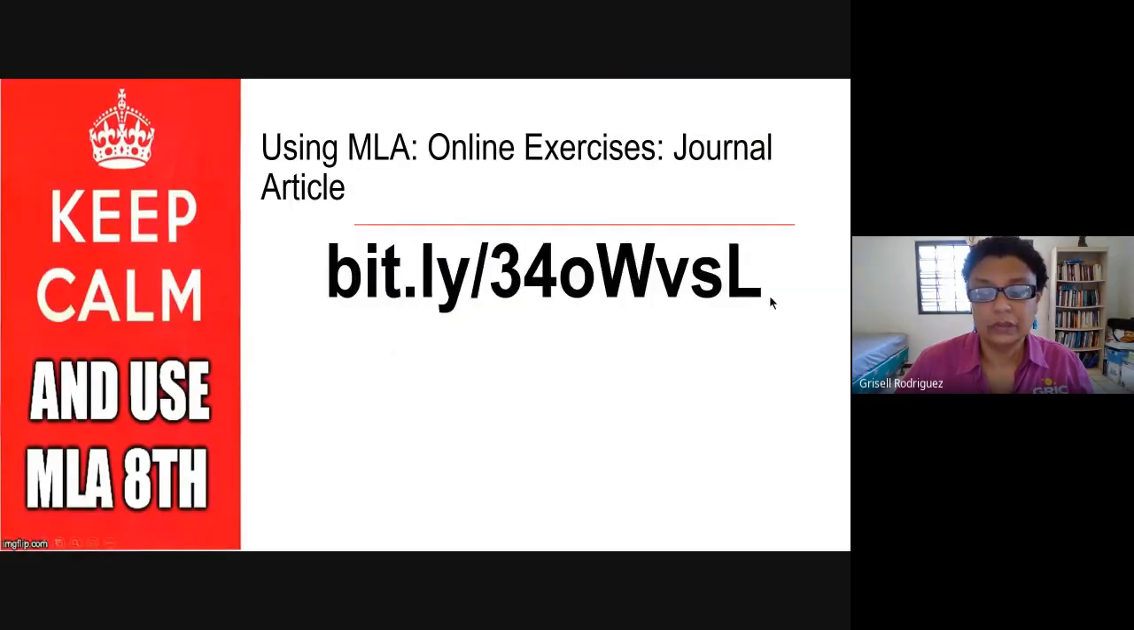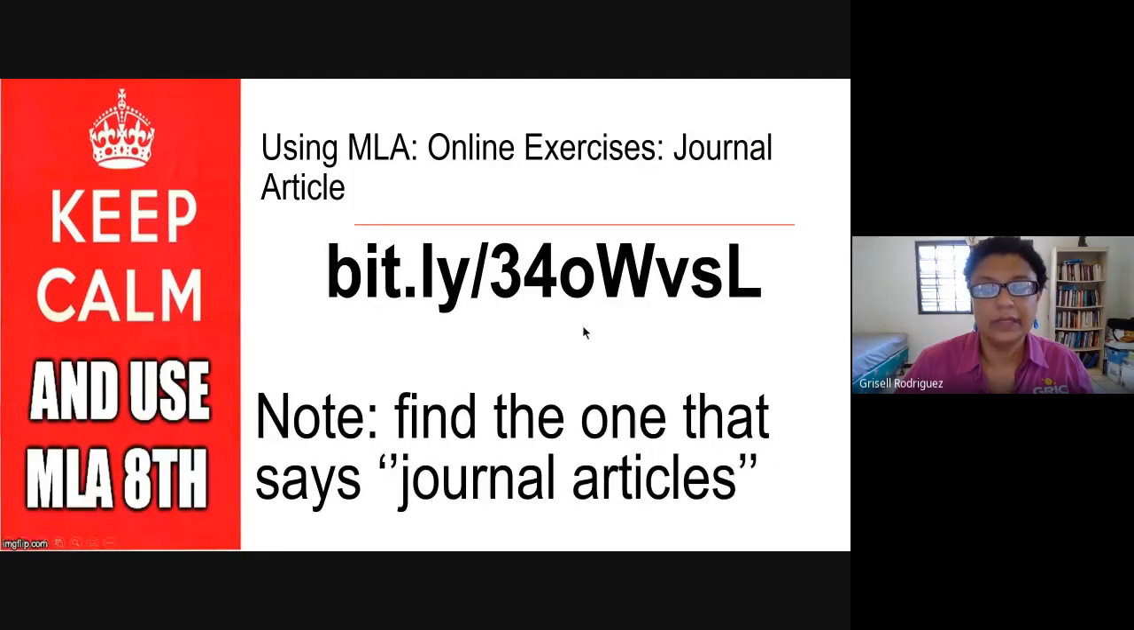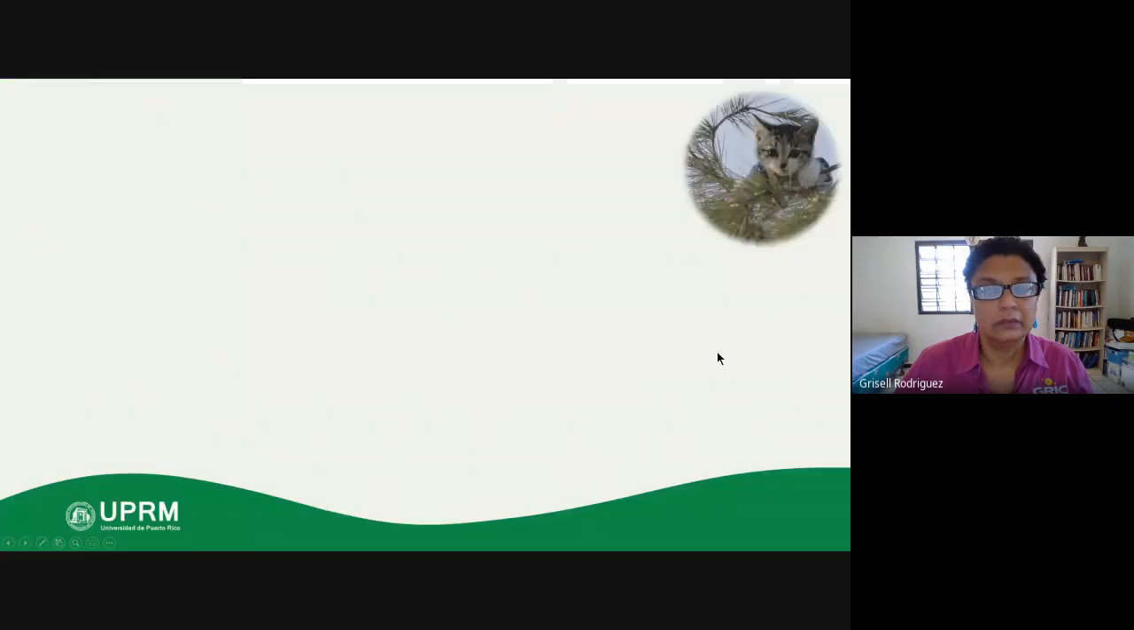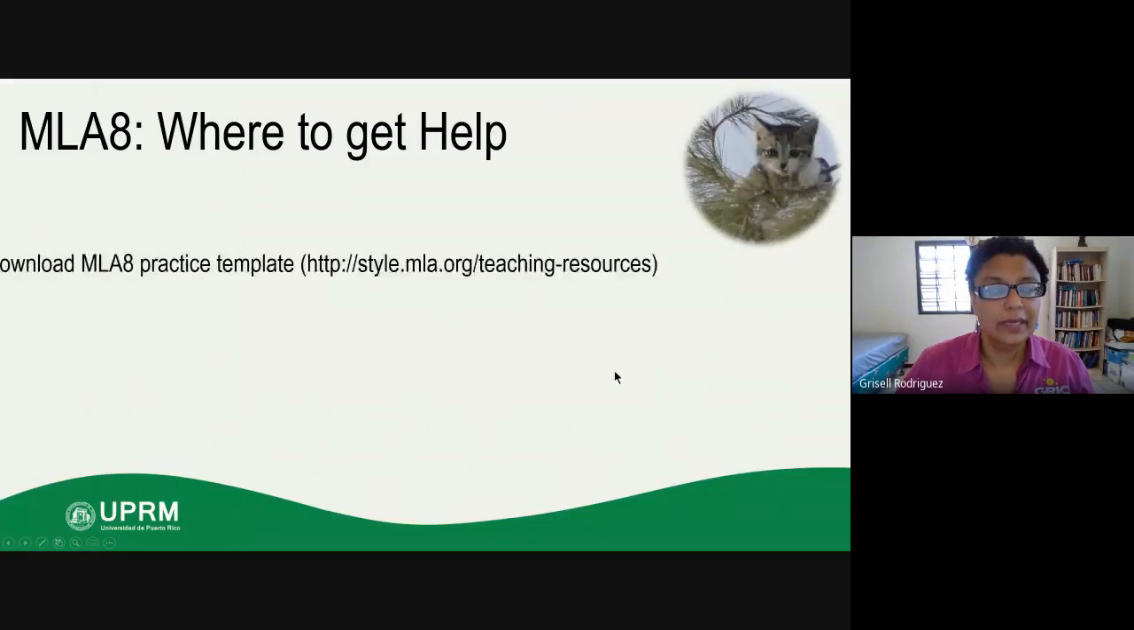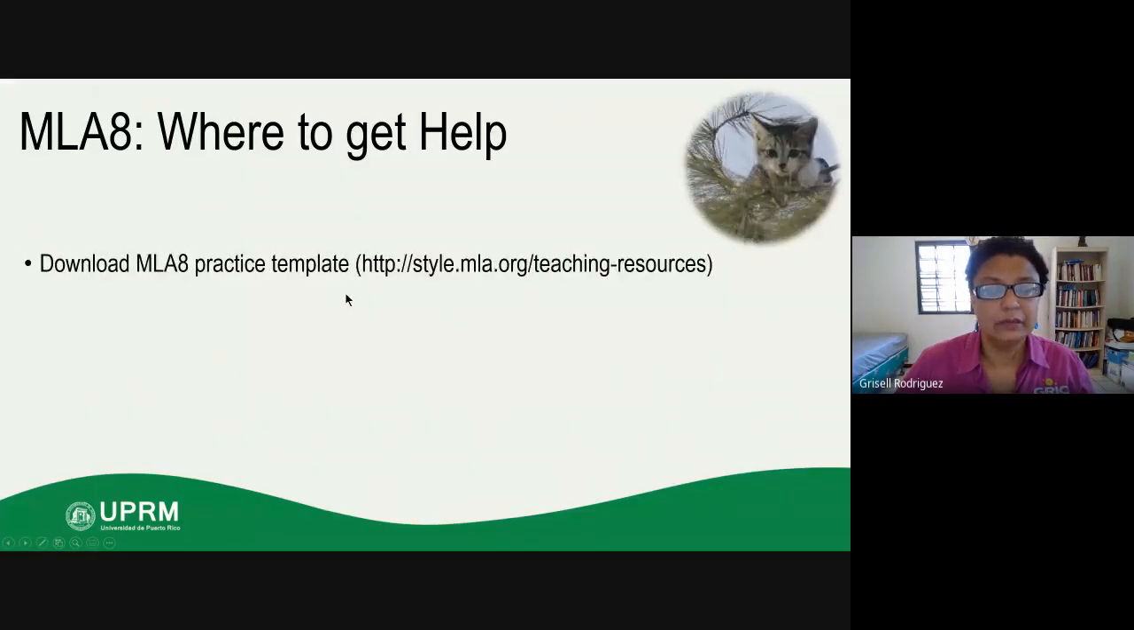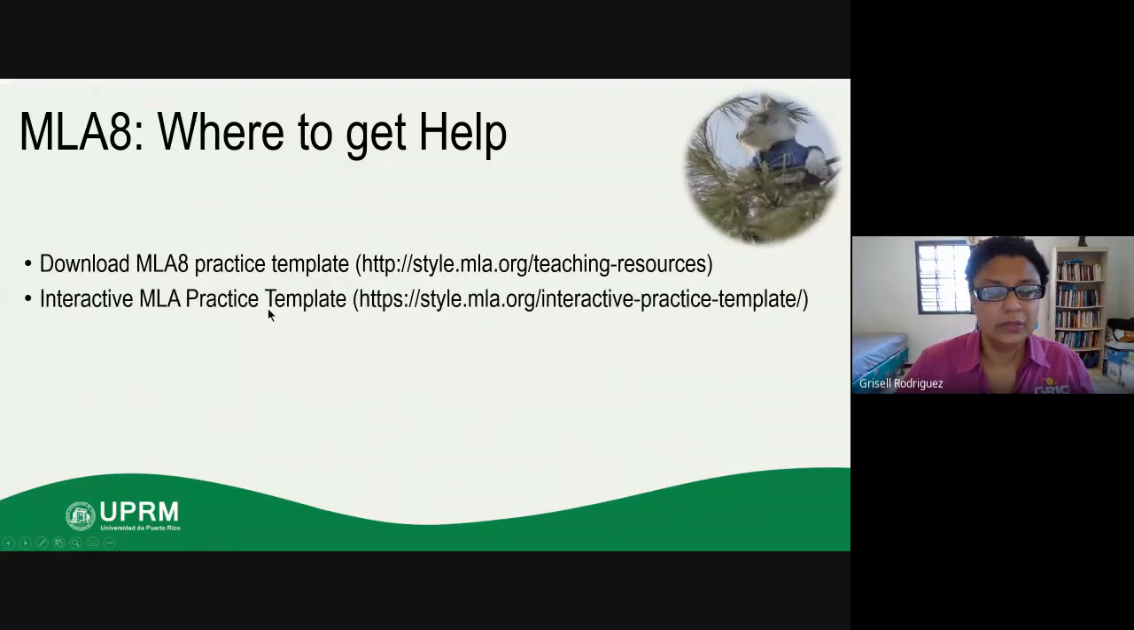This is a journal article exercise. Again, go to the website, practice the journal article, dragging and dropping the elements in the correct order. And again, it's just to help you visualize how these elements of a particular source, in this case a journal article, book chapter, go. You can get help. Here is where you can download and print out the practice template that we mentioned. This is a website for the interactive practice template. Again, this is not a citation generator.